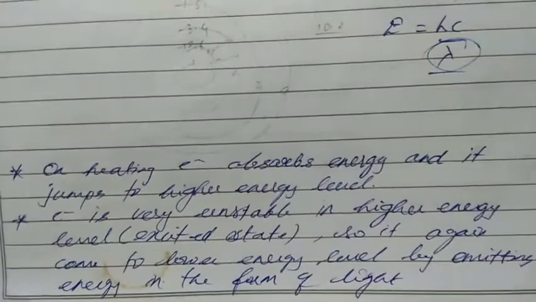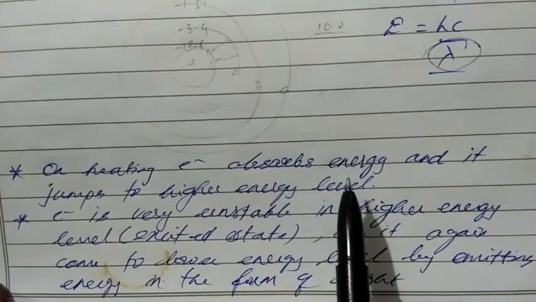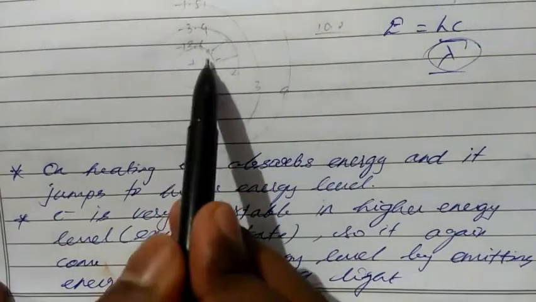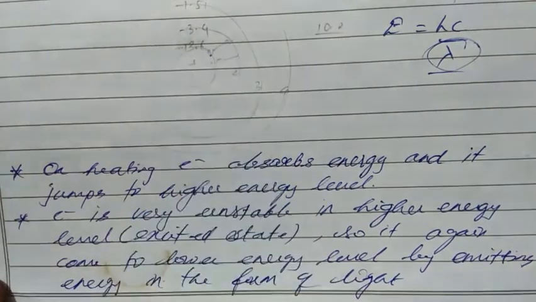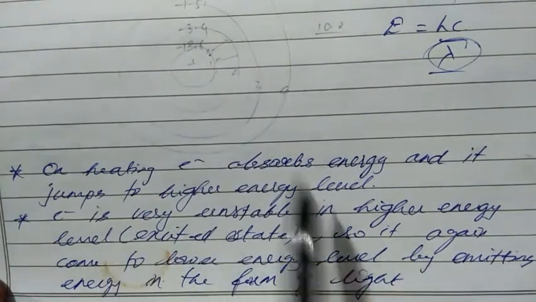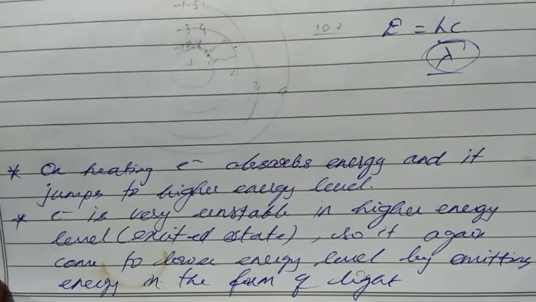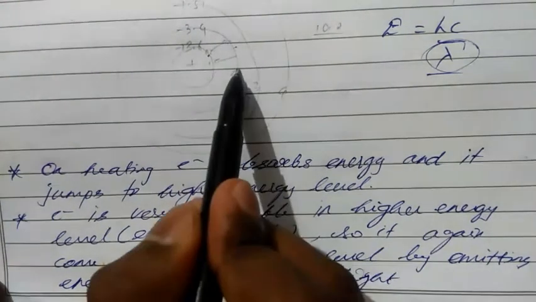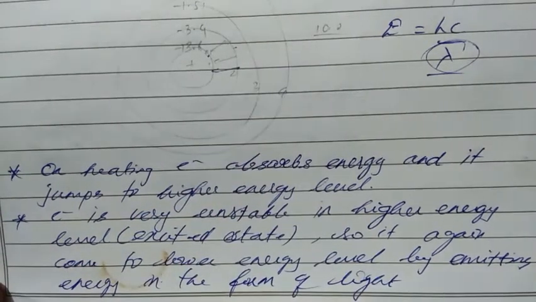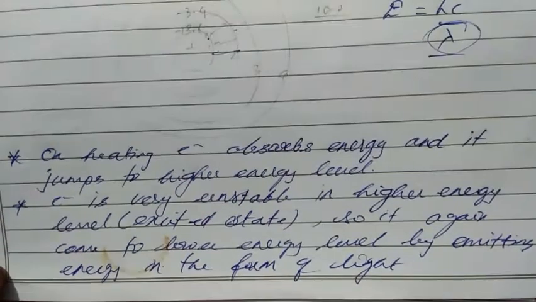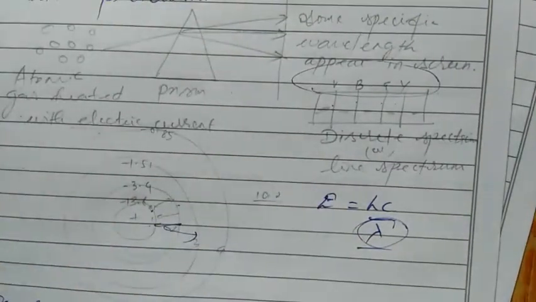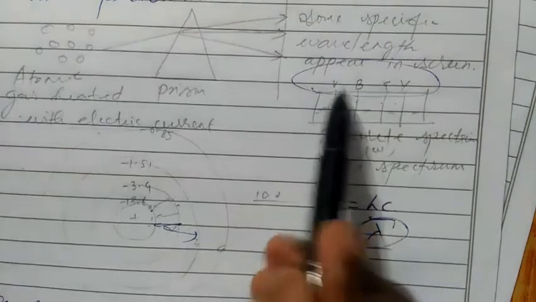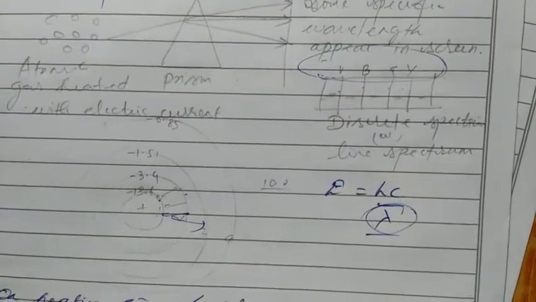Clear? On heating, electron absorbs energy and it jumps to a higher energy level. Let's say electron from first orbital jumps to second orbital. Electron is very unstable in the higher energy level, the excited state. So it again comes to a lower energy level, from second to first, by emitting energy in the form of light. So while it is coming here, it emits some energy. That is what we show here. It emits some energy in the form of light with specific wavelength and specific color. Okay.